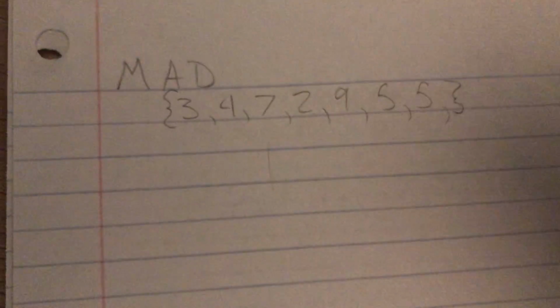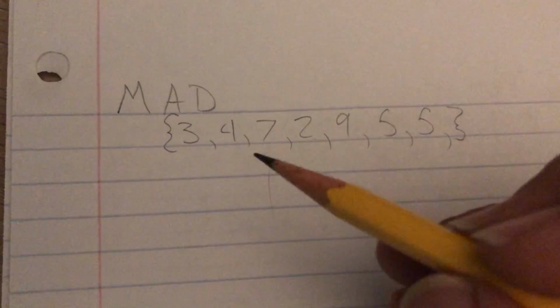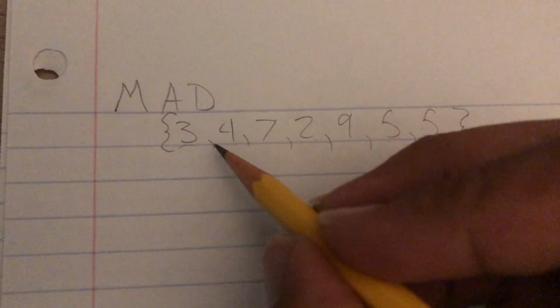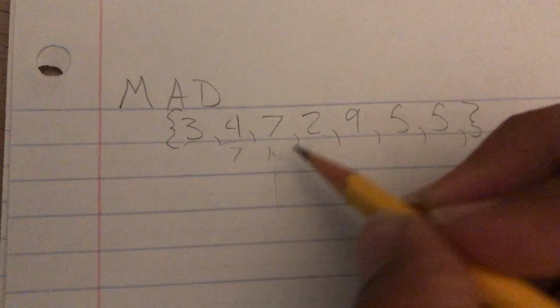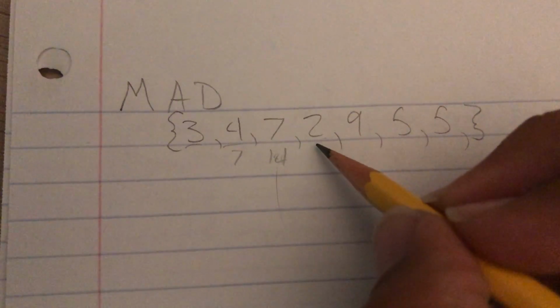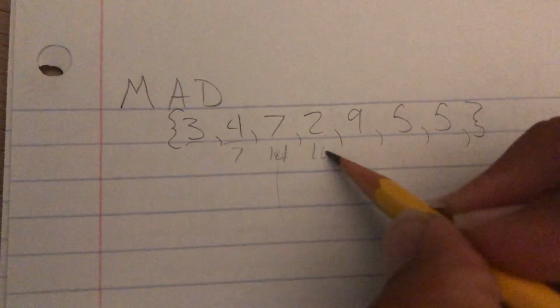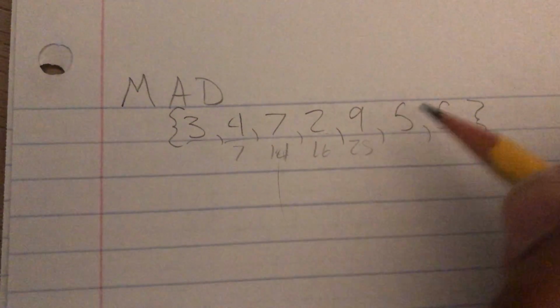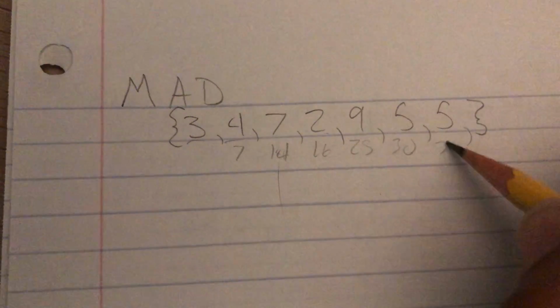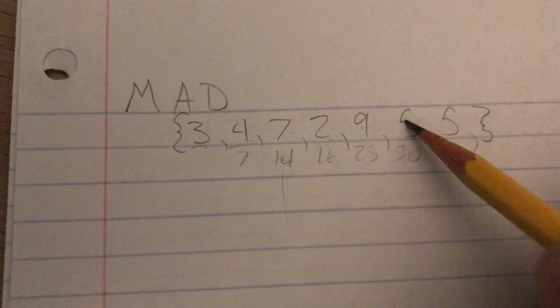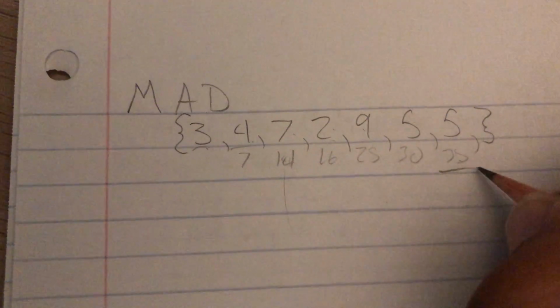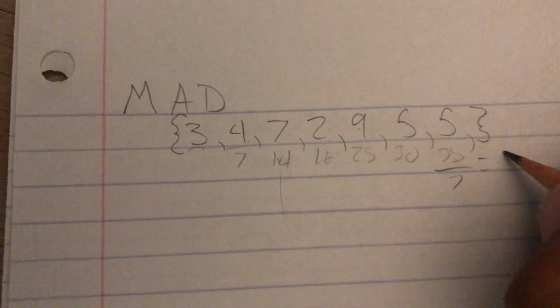All right. What we're going to do here is find the mean of absolute deviation. Your goal first is to find the mean. So we're going to add all these numbers up. 3 and 4, that's going to make 7, plus 7, that's 14. Plus 2, that's going to be 16, 25, 30, 35. So 35 divided by 1, 2, 3, 4, 5, 6, 7. 35 divided by 7, that's going to make 5.